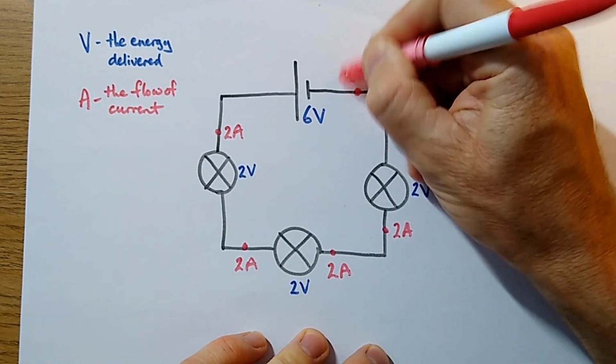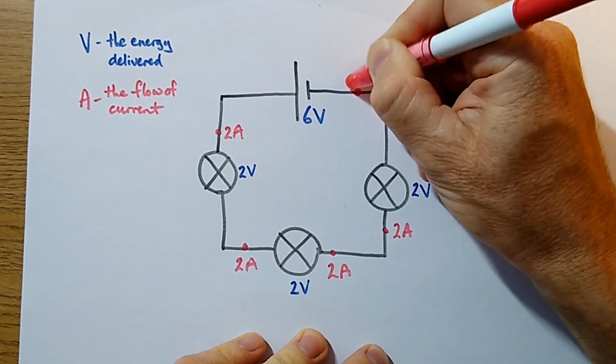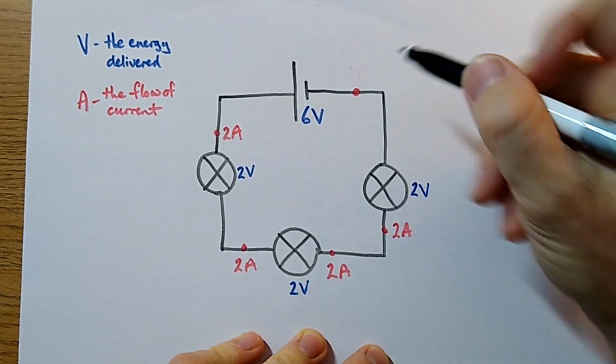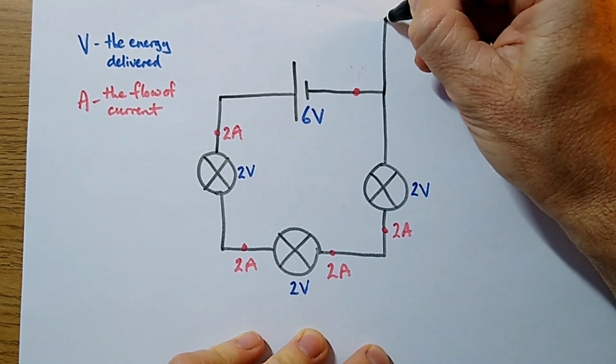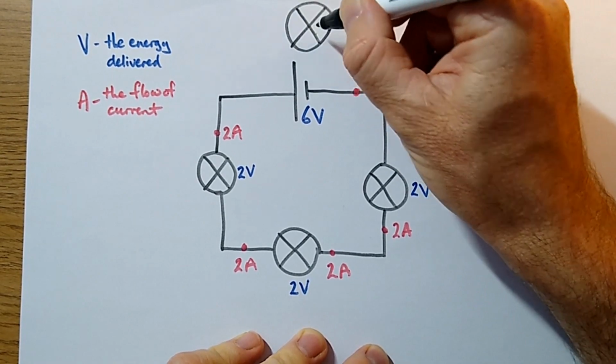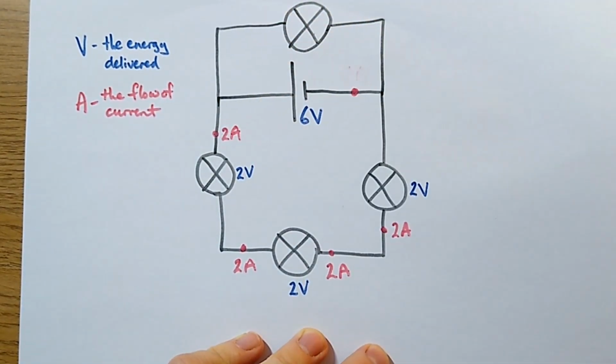Okay, we're going to change the circuit ever so slightly, and to change the circuit I'm going to rub out this bit here. And I'm going to draw in a little bit of extra circuit up here. I'm only going to put 1 bulb in this section. Okay, so this is a symbol for a bulb. And then we come back down to here. Okay.